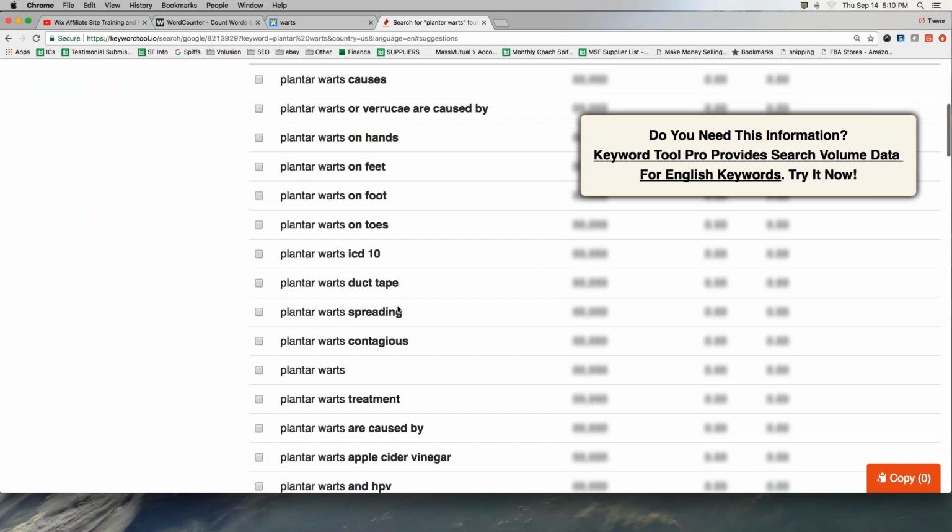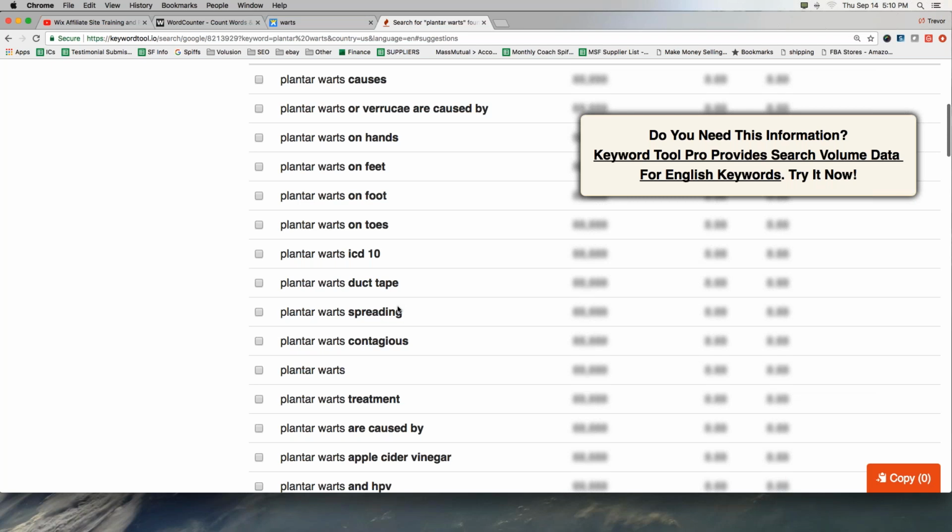So I can look through this, and this would be my thoughts. I would see the top keyword, plantar warts causes, okay? Then you've got plantar warts, or I'm not sure how to say that. Some word are caused by, okay? Plantar warts on hands, plantar warts on feet, plantar warts on foot, plantar warts on toes.